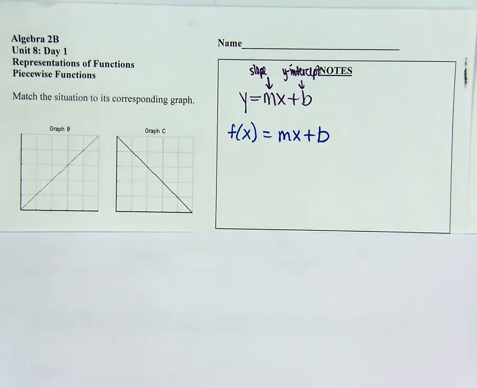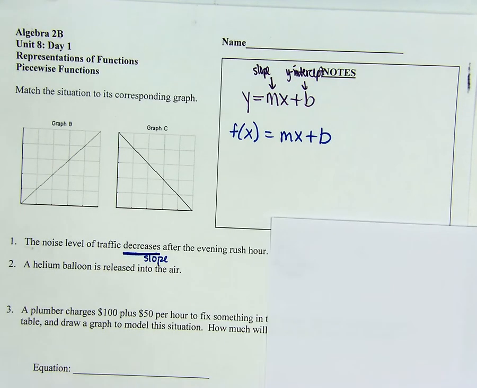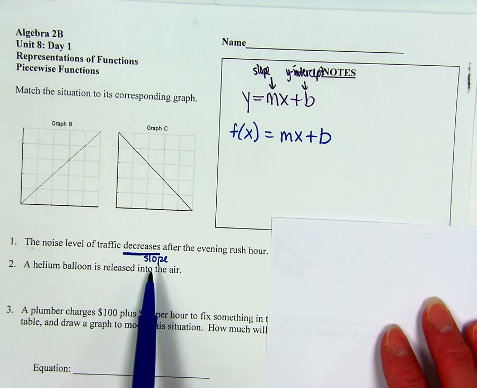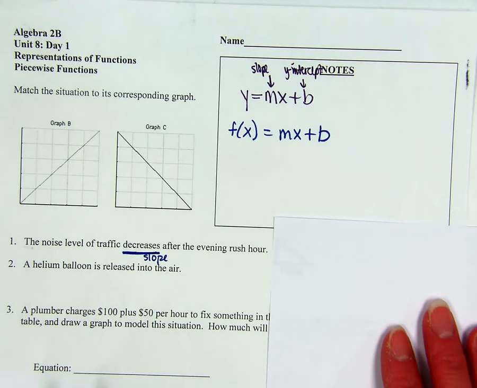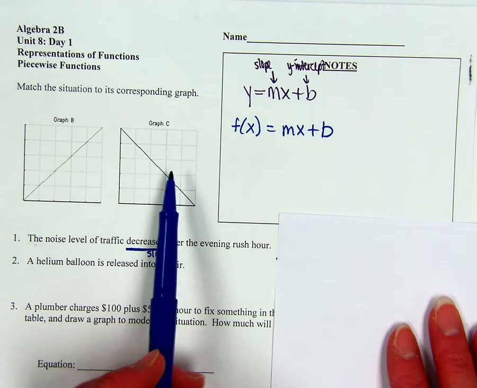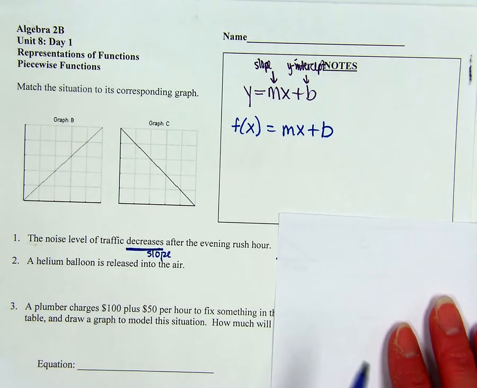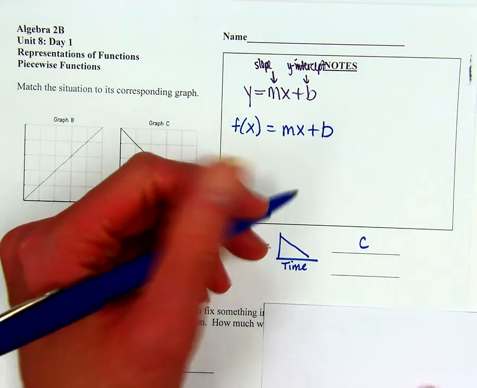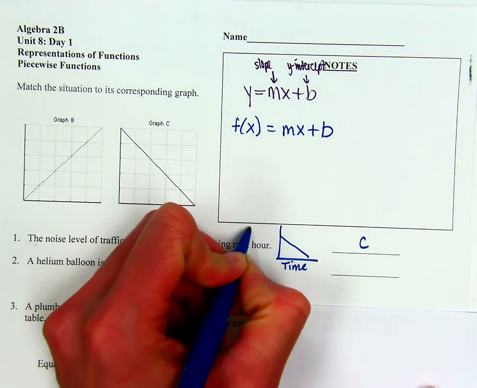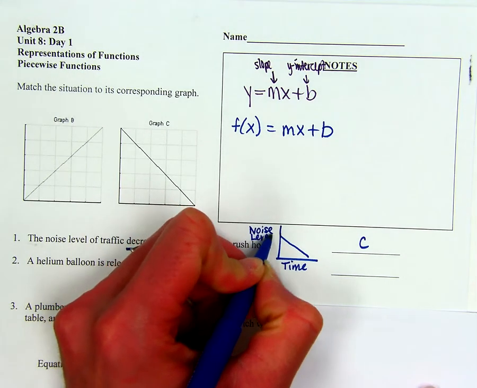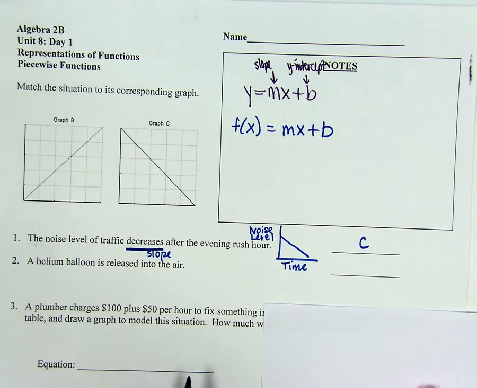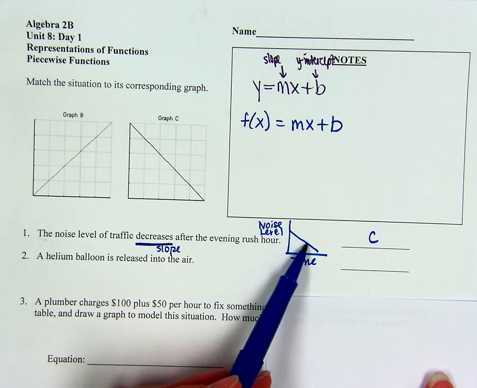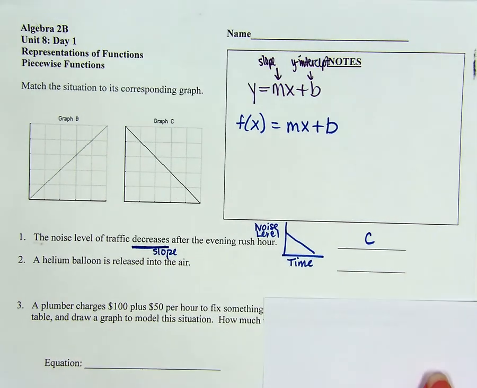So we've got these graphs, and the first situation is that the noise level of traffic decreases after the evening rush hour. So you should be thinking about slope. Which of these two graphs shows a negative or decreasing slope? Well, this one goes down and to the right, so that would be a decreasing slope. So the answer is graph C. Now, this is telling me that the x-axis represents time, and the y-axis is representing our noise level. Right? So you could set up a linear function that would say, all right, as time goes on, after the evening rush hour, the traffic noise level goes down.